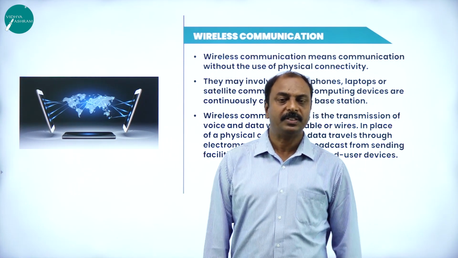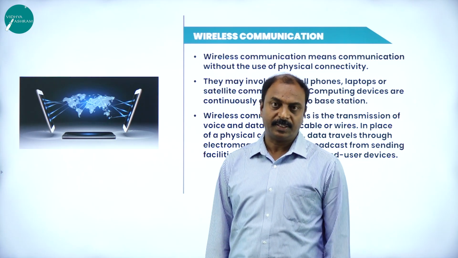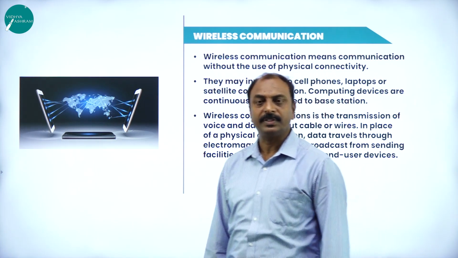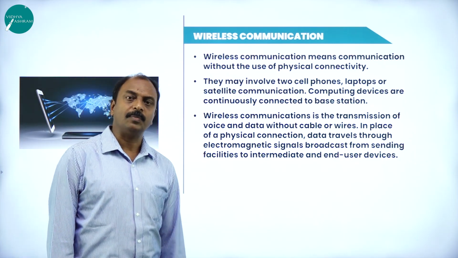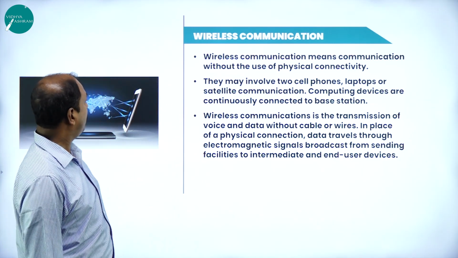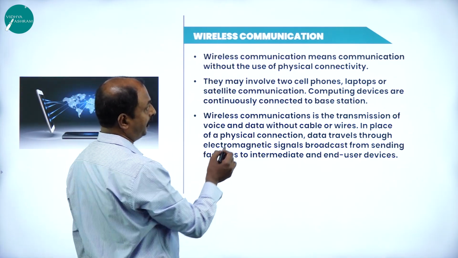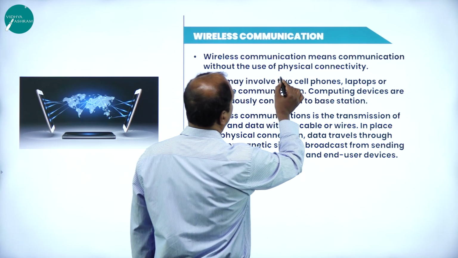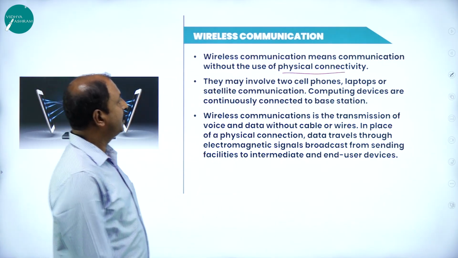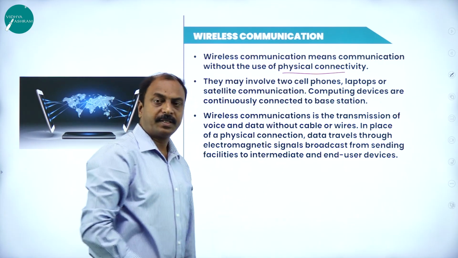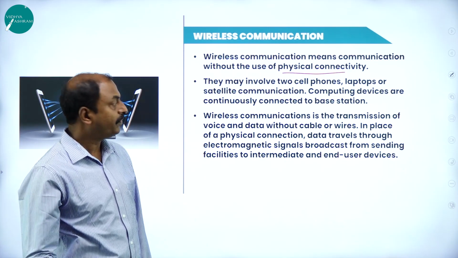In our previous session, we learned what a network is and what a wired network is, which means there is a direct physical connectivity between two computers or computer peripherals. Now wireless communication means communication without the use of physical connectivity. The meaning is, there is no direct physical connectivity between two computer devices or two computer peripherals.